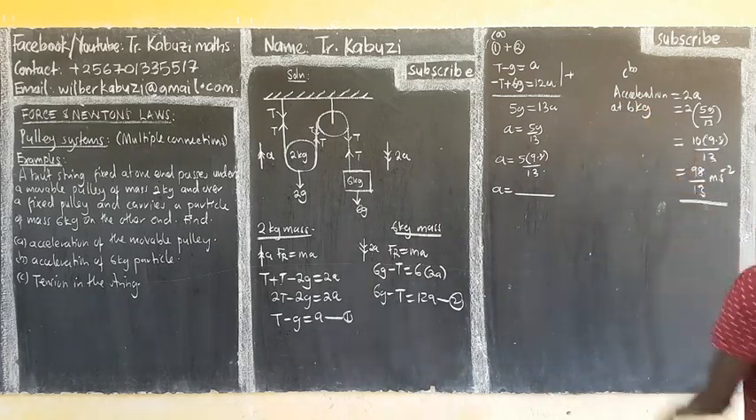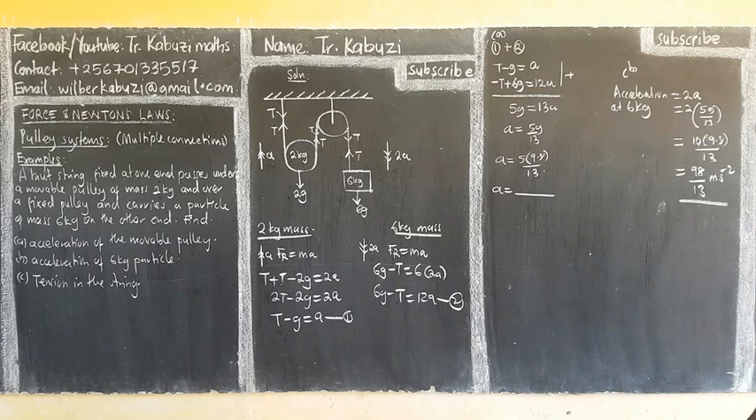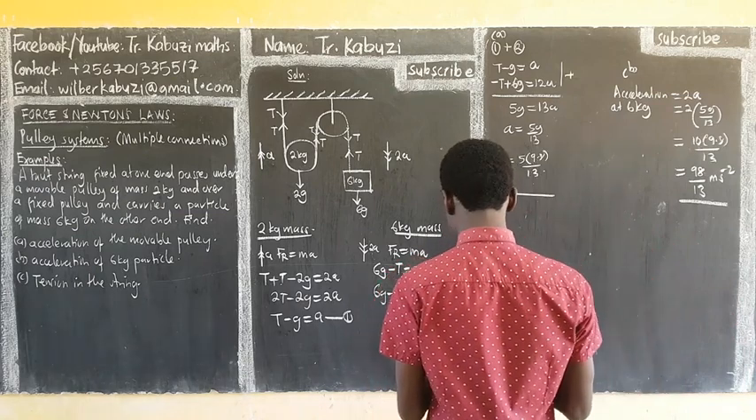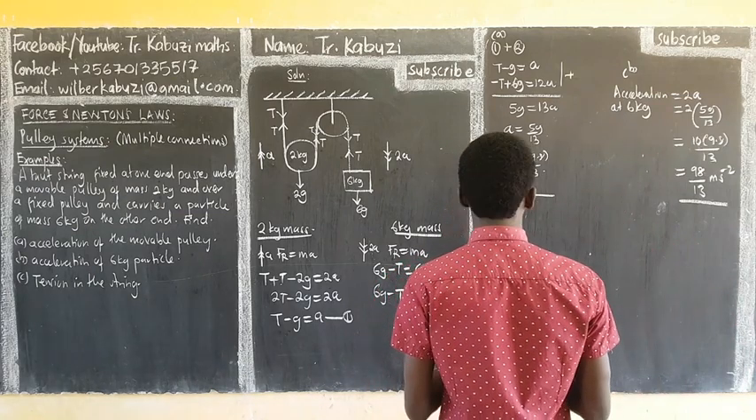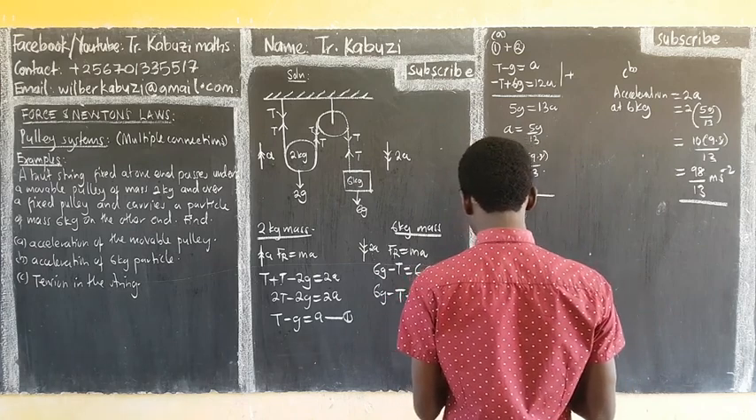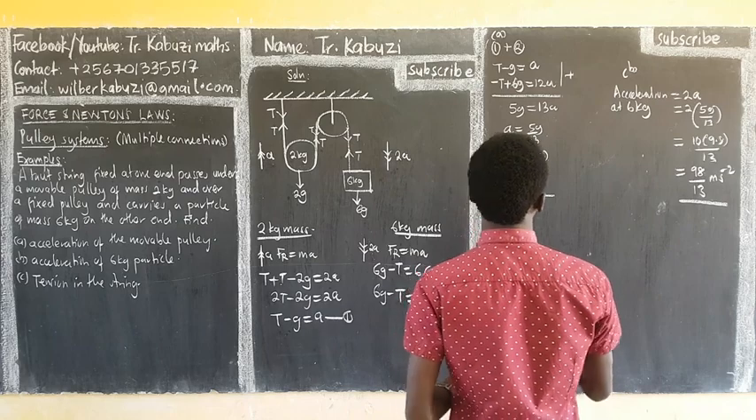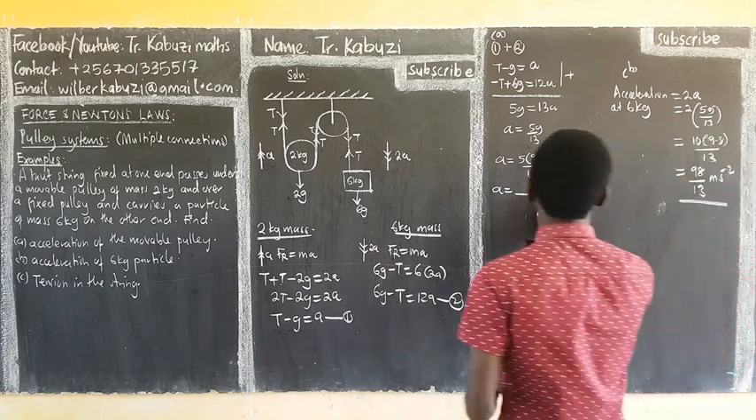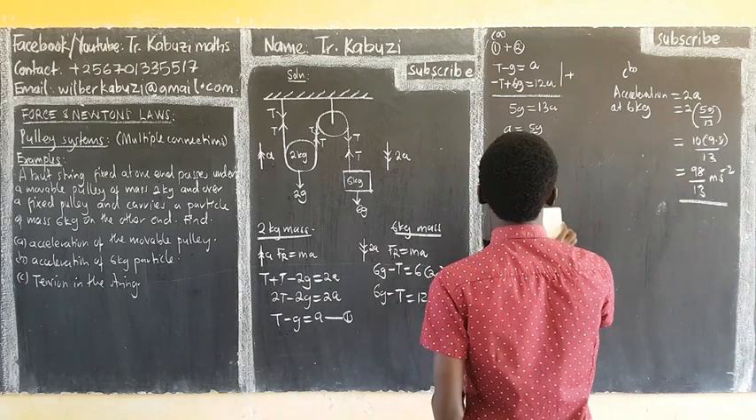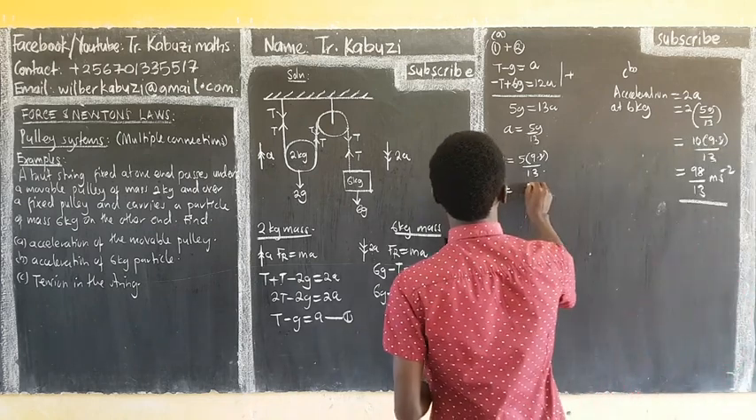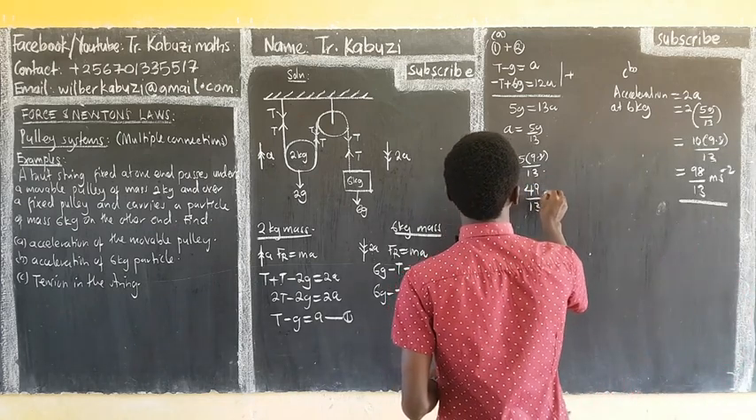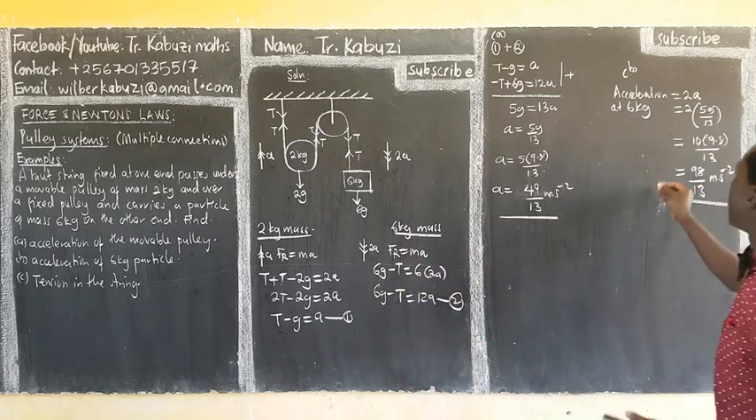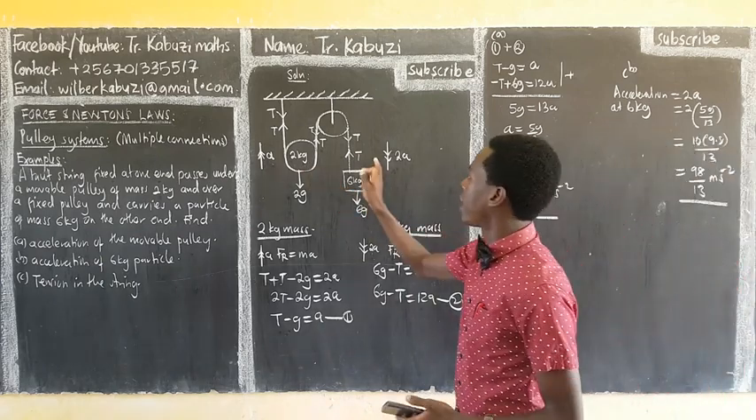We write this as 49 over 13 meters per second squared. So we have the acceleration both at this one and also at that one.